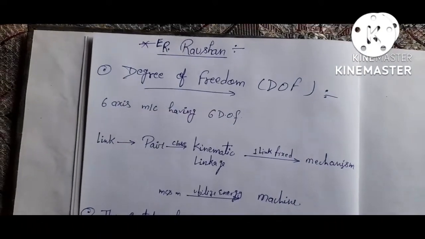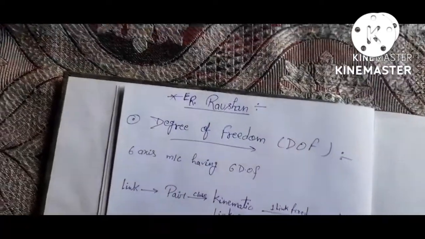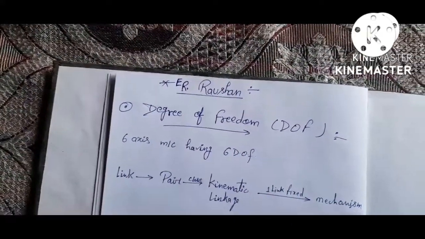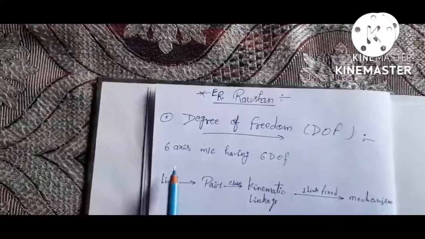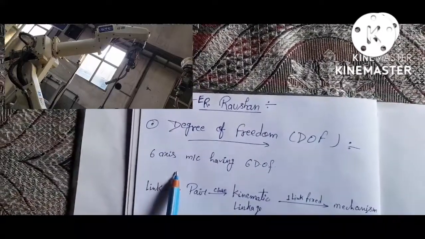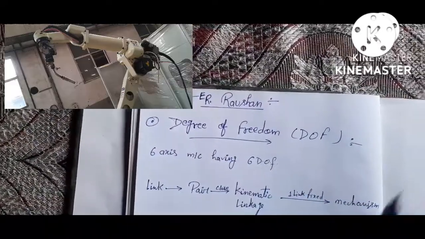Hi friends, today we are talking about degree of freedom. DOF, degree of freedom. So friends, if any machine has 6 axes, then it also has 6 degrees of freedom.